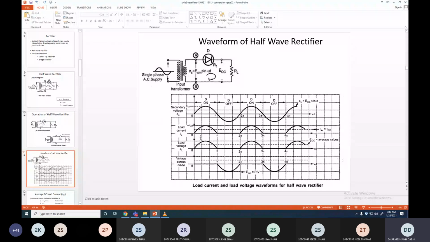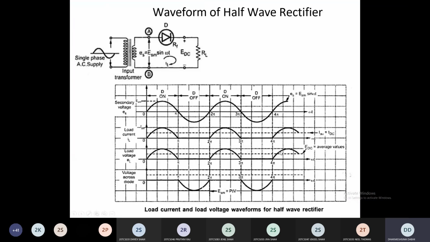In the positive cycle, you get the load current as well as load voltage, and both are in the same phase. You can see, because here we take the resistive load. As you know, for a resistive load, voltage and current are in the same phase. And the last waveform is the voltage across the diode.